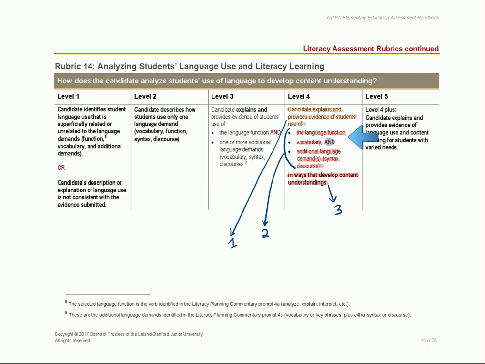So you can see already that there are 3 things that you'll need to be considering in your commentary to get a 4. If you only do language function and one of the other ones, if you've only done 2 consideration of the language demands, then you'll probably get a 3. But if you address 3 considerations under the language demands, the function, the vocabulary, and either syntax or discourse, then you're doing better. And then you want to relate how that language develops content understandings, your essential literacy strategy and related skills again. Okay? So it's not just about the language use. What does that language use do for the learning of the topic you've set out? And that will take you to a 4.